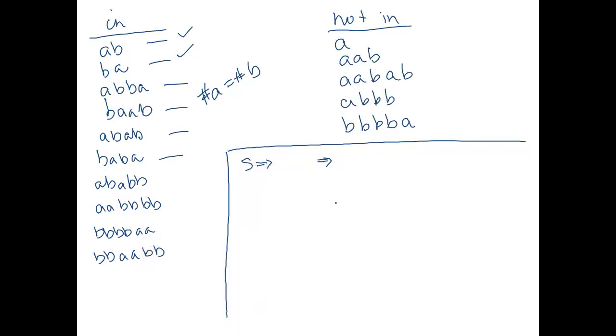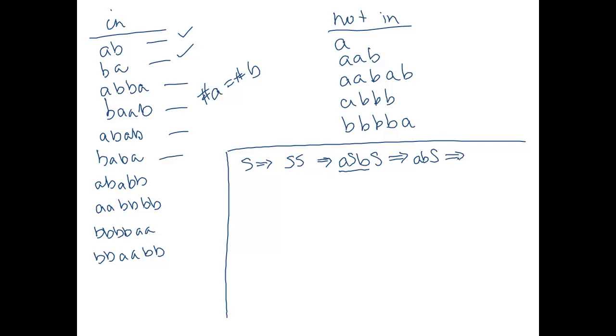Okay, let's do S goes to SS. Now it's going to work. So let's replace the first S with ASB. So this is where the replacement happened. I'm going to do a leftmost derivation, so I'm going to replace that S with an epsilon.